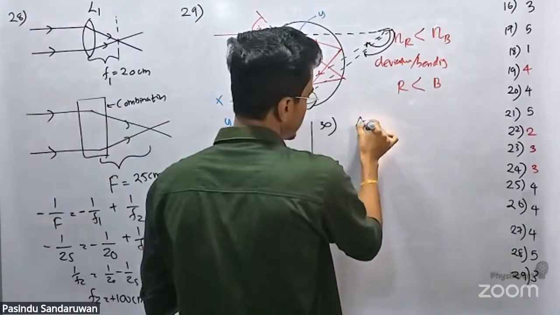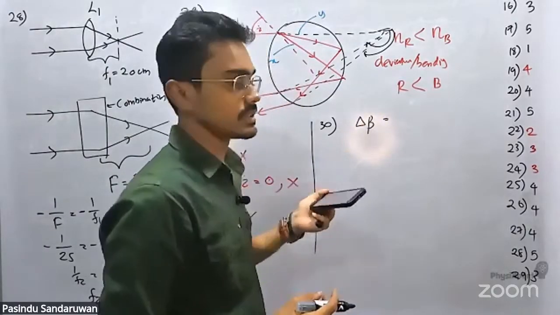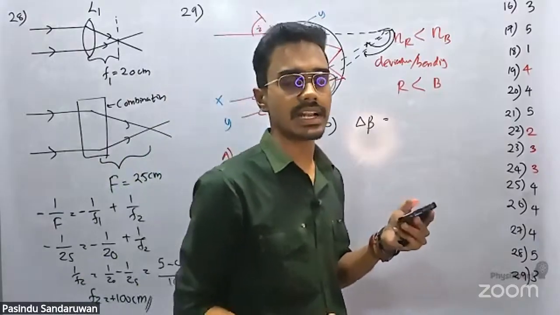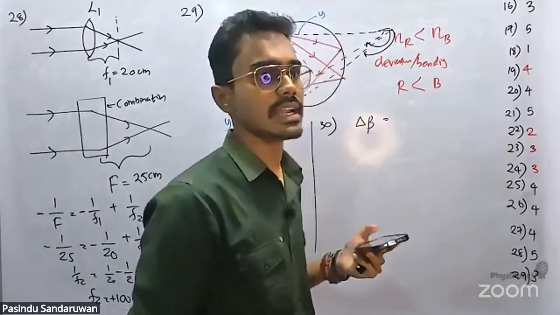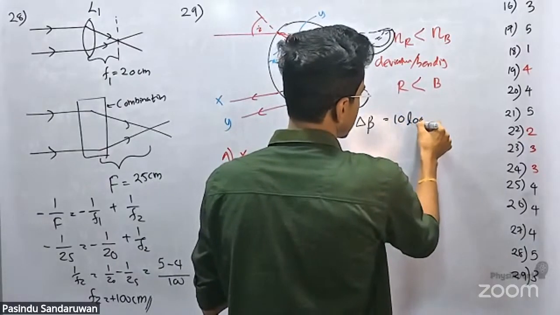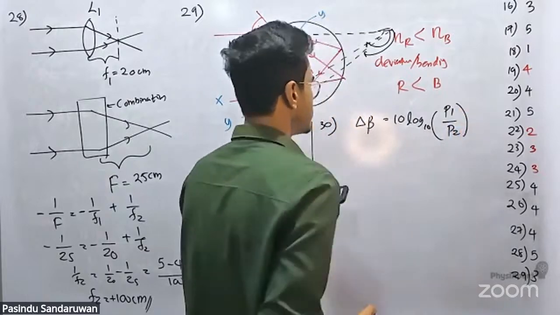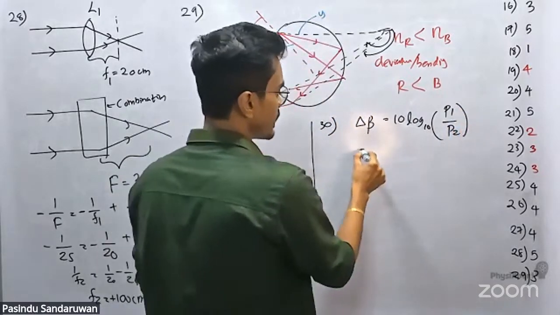Apply a delta beta equation. If you have a change in intensity level, directly use the delta beta equation, and we can write delta beta in terms of power. The power equation is 10 log base 10 P1 over P2, right? Then I'm going to find delta beta now.